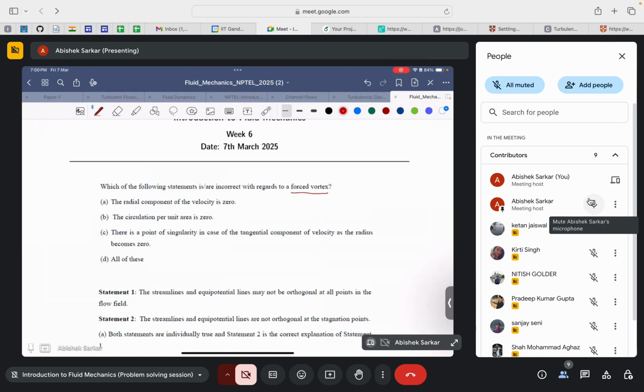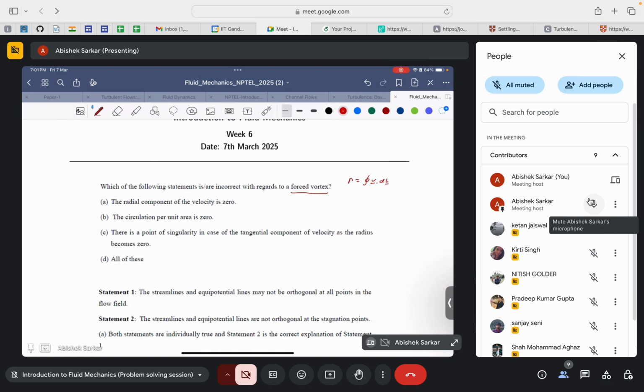thoroughly or exclusively discussed forced vortex, but there was a discussion by Professor Chakraborty where he discussed one problem related to forced vortex as well as free vortex when he was discussing circulation. Basically, a closed line integral of the velocity component. So there he discussed different properties of forced vortex. If you have that in your notes, you can go back to it and just tell me which of the statements are incorrect regarding a forced vortex.